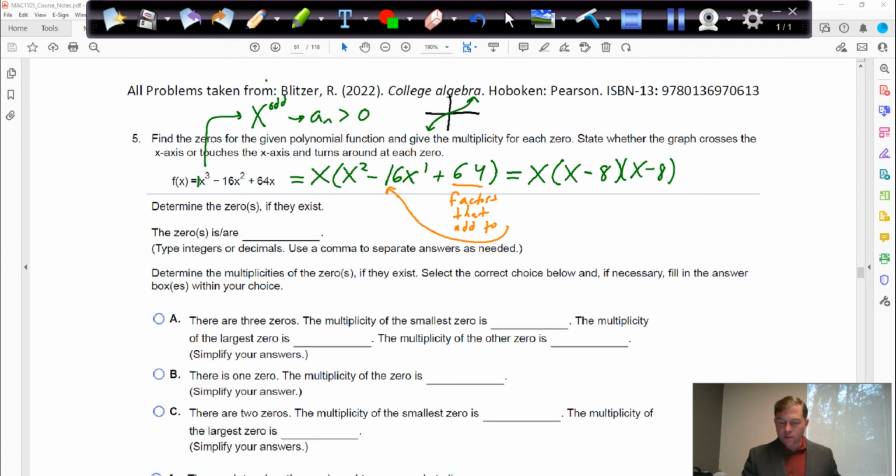So that's the factored form of that polynomial. Now we're going to set that equal to 0 to find the zeros of the function. The zeros are where the graph touches the x-axis.